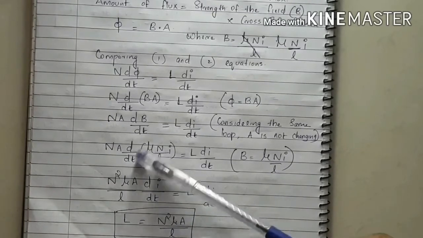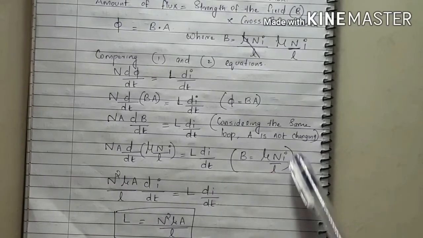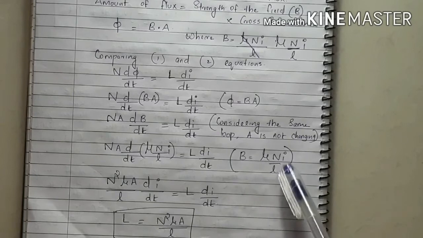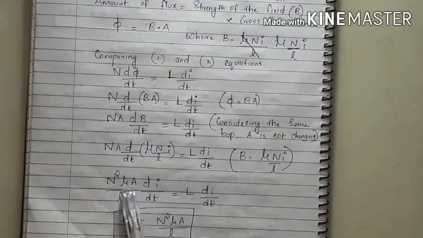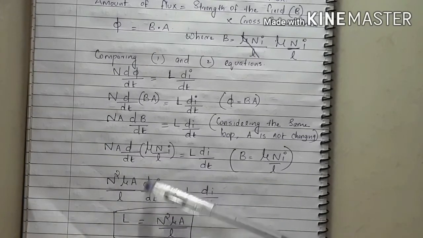That is, N A d by dt, substituting the equation for B, mu N by L into I, equal to L di by dt. Taking constants outside, N square mu A by L. Current is changing, so it is not a constant: di by dt equal to L di by dt. We can cancel both di by dt's. So L becomes N square mu A by L.